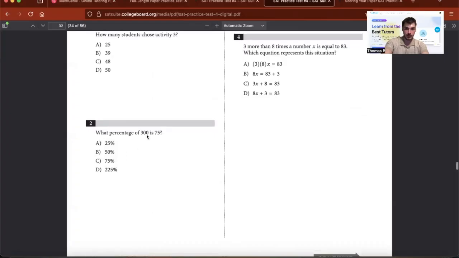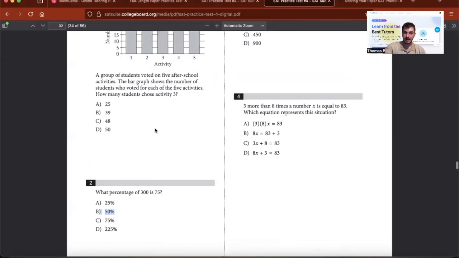What percentage of 300 is 75? You have calculators for this, so that's really not that bad. In this case, 375. It's not 50%. 50% would be 150. So it's definitely 25%.